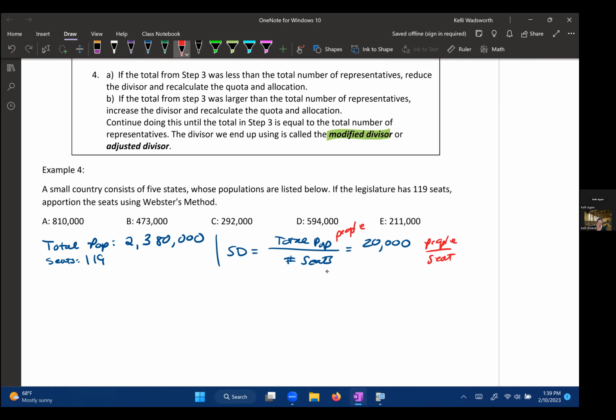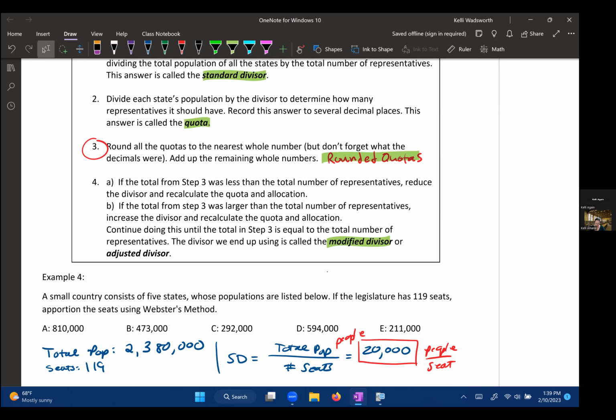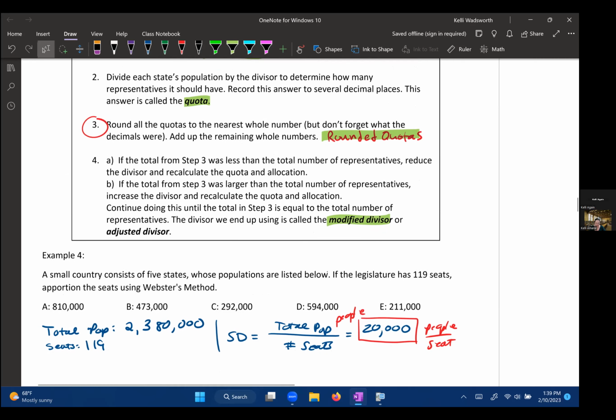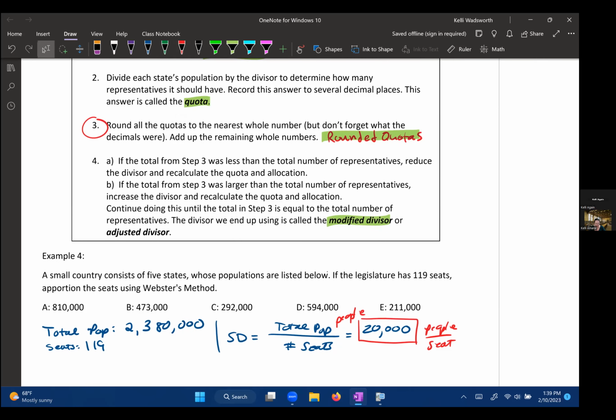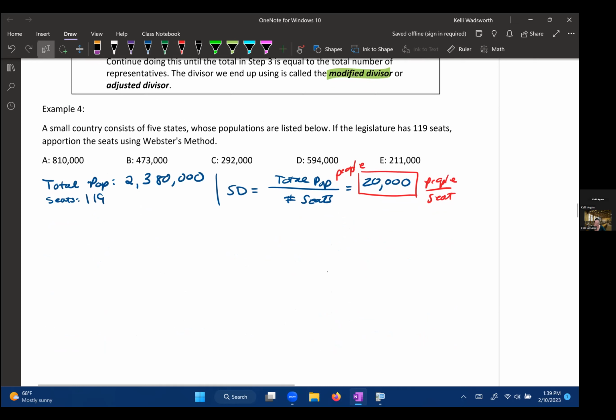Okay, so we've got all that. We got our standard divisor right here, 20,000. That's where we're going to start. So we need the quotas from each state. We've actually done that multiple times, but I'm going to write them down again here.